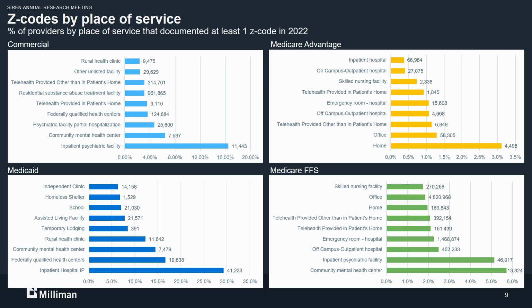All right, I've got 3 minutes, so I'll just talk about this one and then I'll go to conclusions. Here is the percent of providers by place of service that documented at least one code. So it's saying at a place of service, how many of those providers who are working there are actually documenting at least one Z code. The theme here across all of the different insurance types is that we're seeing a higher prevalence of physicians or other providers documenting in behavioral health related places of service, things like community mental health centers and inpatient psychiatric facilities.